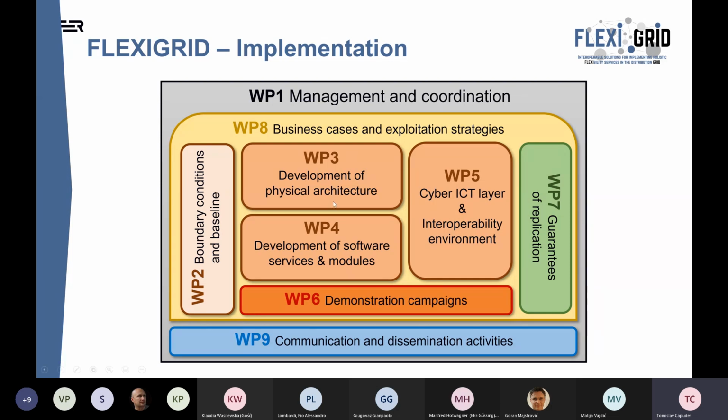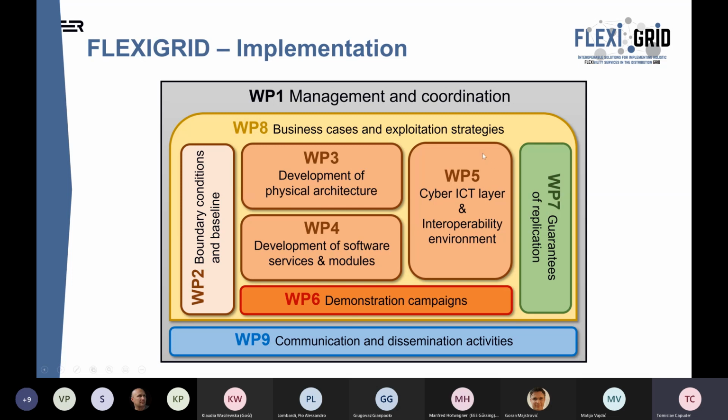Then we are developing the physical architecture. This means the hardware solutions that are going to be developed from the existing ones and implemented in the pilot locations. We develop some very interesting software tools, some modules, some operational assistance to the distribution system operator.